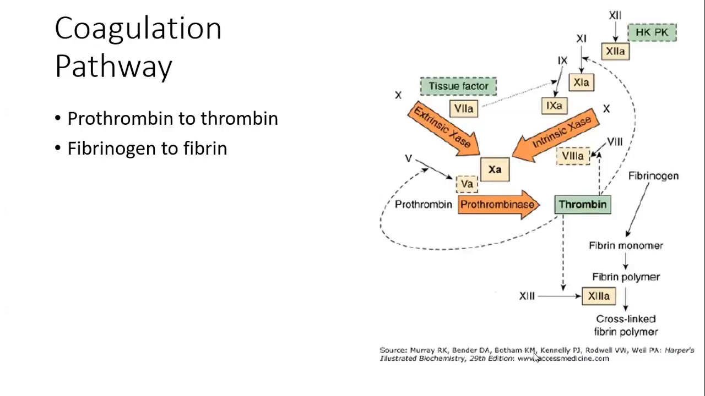Okay, so both of these coagulation pathways have a common goal. They want to activate your prothrombin to form your thrombin, because thrombin is the one that would activate or stabilize your clot formation. This thrombin is also needed for conversion of your fibrinogen to fibrin.